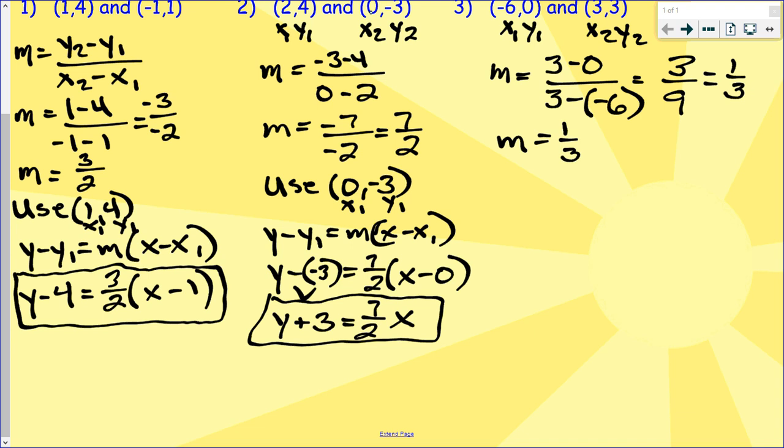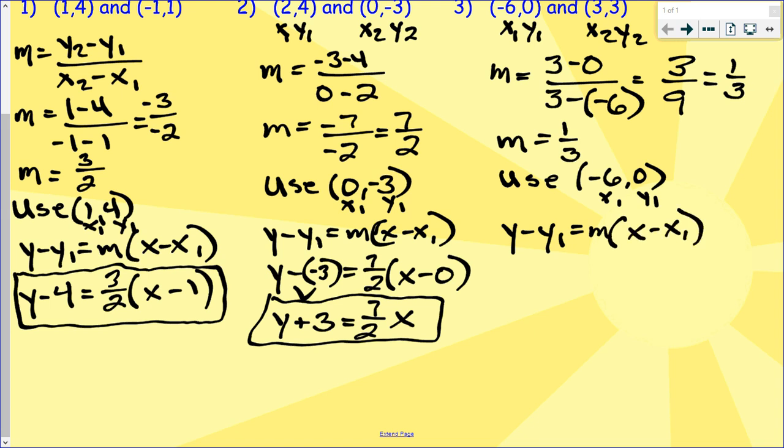And I want to show you what happens if we use the 0 with the y. So I showed you over here we used a point where x was 0. Let's see what happens if we use a point where y is 0. So I'm going to use negative 6, 0. That's my x1 and my y1. So I'm going to plug those in. y minus y1 equals m times x minus x1. So y minus 0, y1 was 0, equals 1/3 times x minus negative 6.